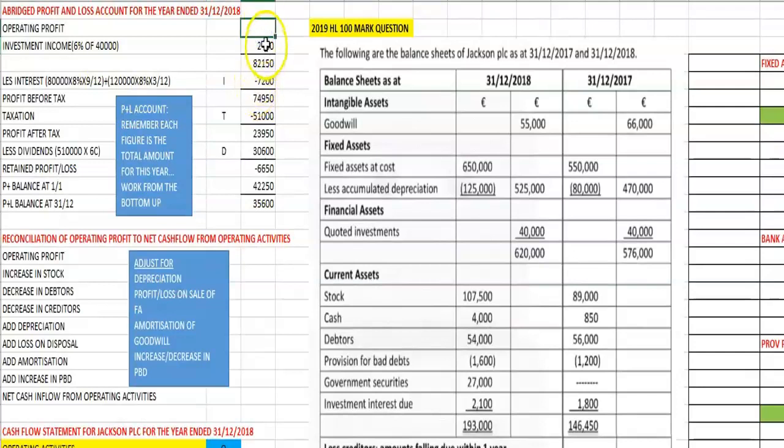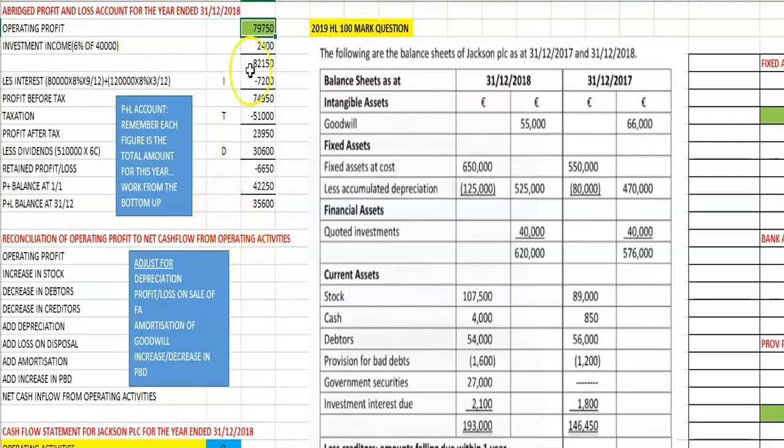So your operating profit plus your interest would have given you that figure there. So to work backwards, you take 82,150 and you subtract 2,400, giving you an operating profit figure of €79,750. So that's the abridged profit and loss account prepared, and as you can see, you now know what your operating profit figure was for 2018.